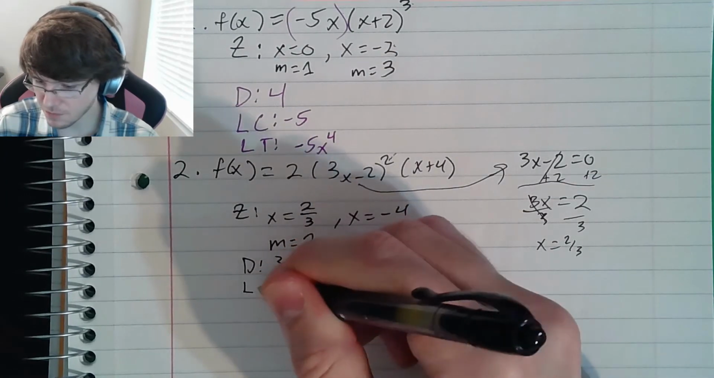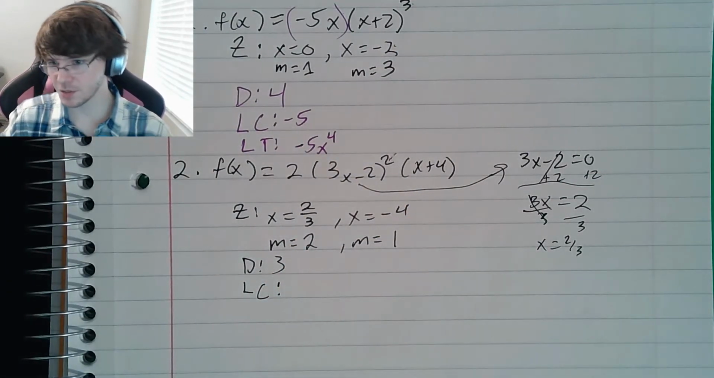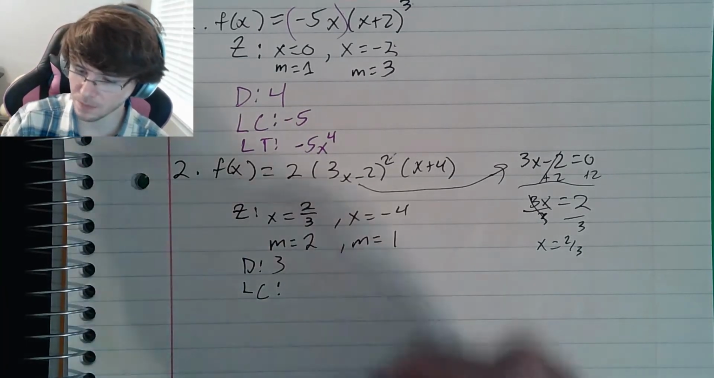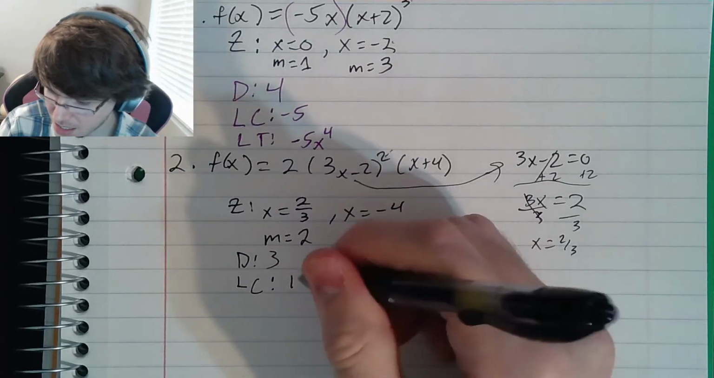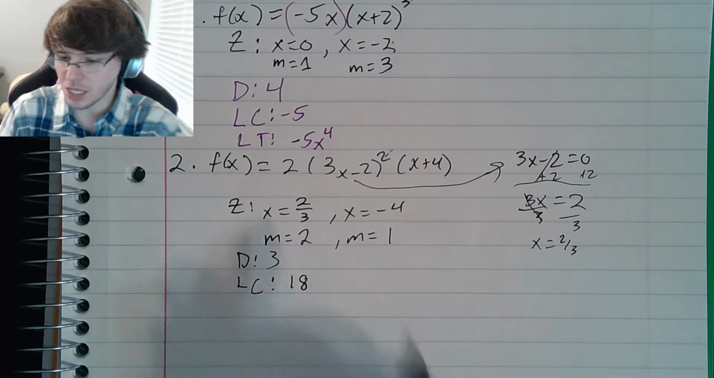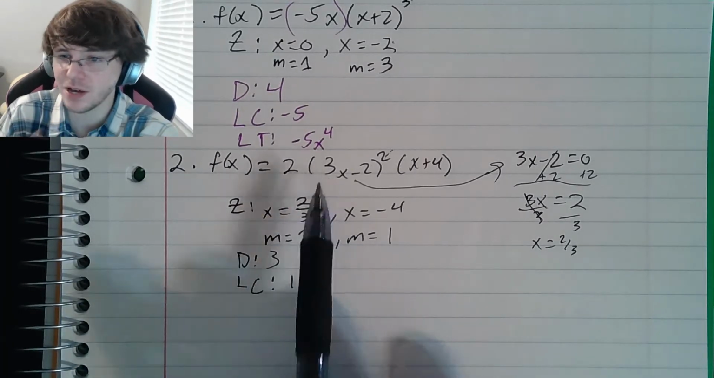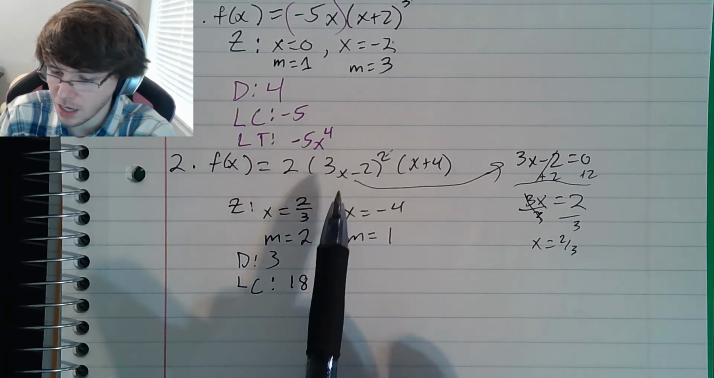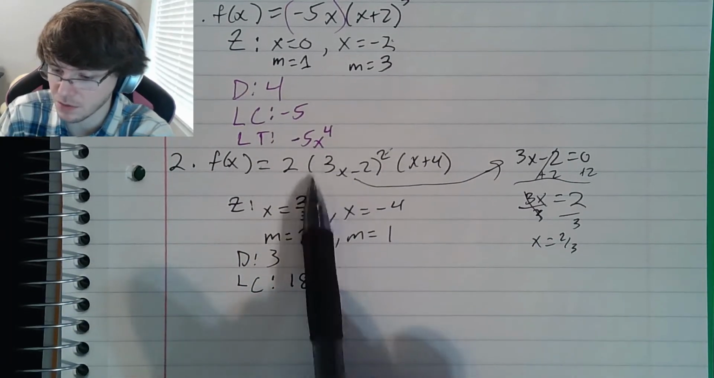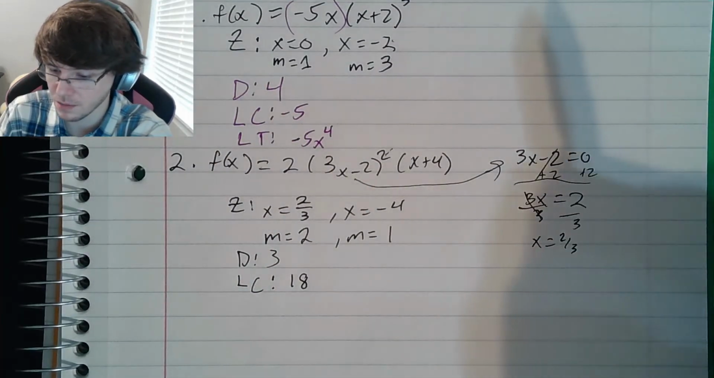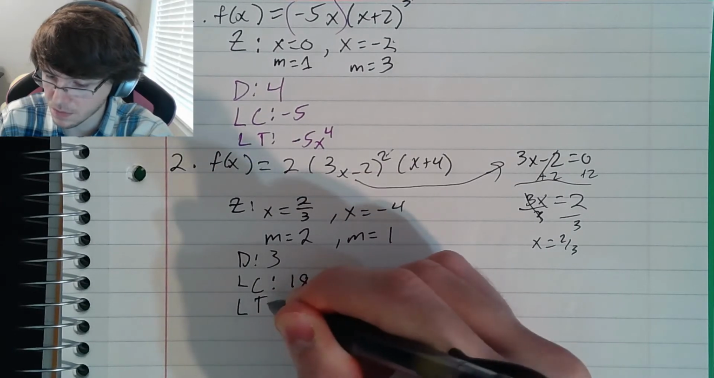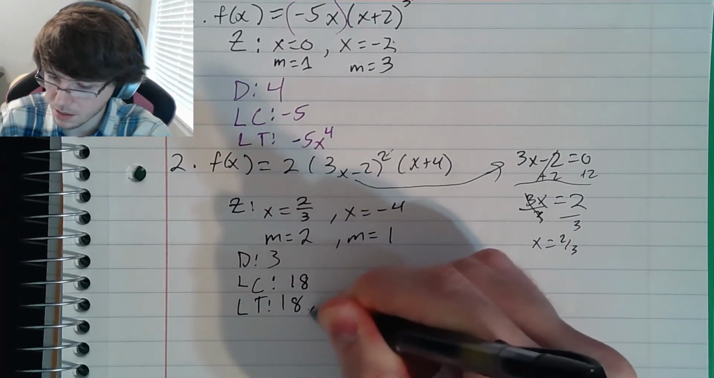The leading coefficient. This one is tough. I'm going to give it away, and then I want you to try to figure out where in the world it came from. 18. Why is it 18? You'd think it was 2, but it's not. If I multiplied this out, this 3x would end up being multiplied twice, because I'd have a 3x, and then that squared means I'd have 3x again. So the leading term is going to be 18x cubed.